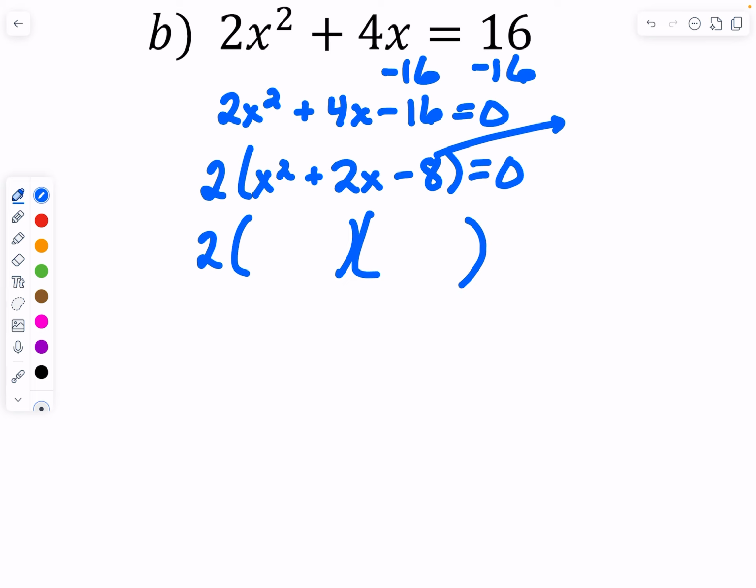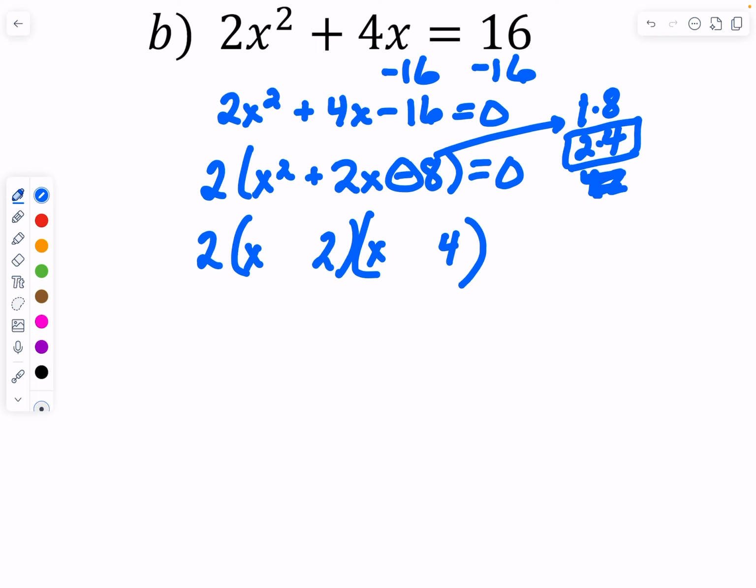Now let's think about 8. How do I get 8? Either 1 times 8 or 2 times 4. 3 doesn't work, 4 doesn't work. Then 4 times 2. Notice I've just flipped them, so I know that I only have 2 choices. And they have to subtract to give me 2. So I'm going to use my 2 and my 4.